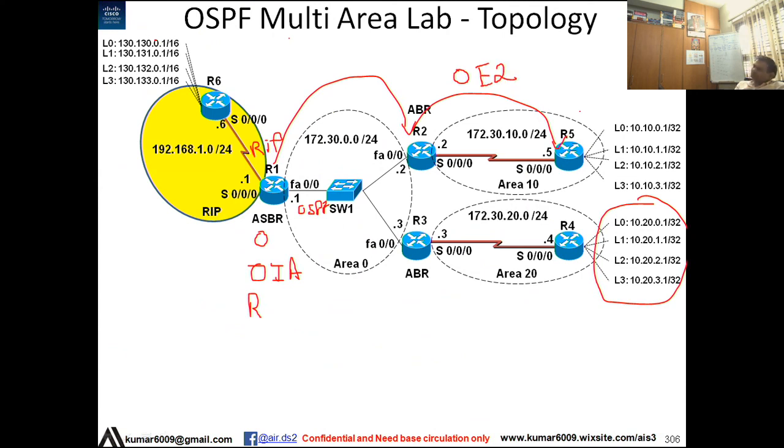There are two types, type 1 and type 2. You can see E2 here. After you redistribute, how will it come? OSPF, external route type 2. So how do you redistribute it?